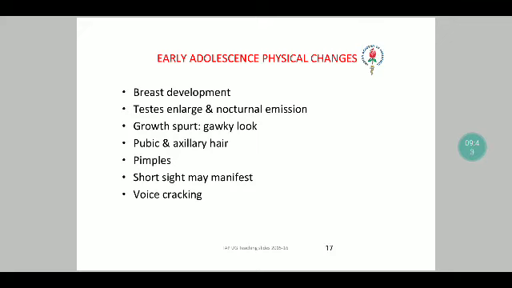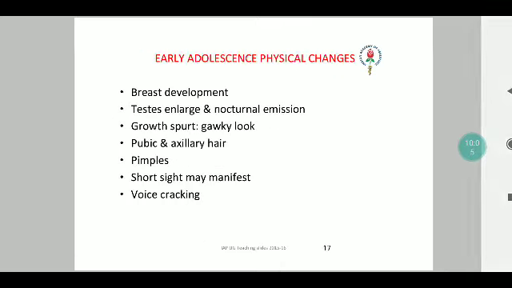In early adolescence, the physical changes include breast development in females, enlargement of the testis and nocturnal emission in males, growth spurt, and apart from that, there will be development of pubic hair and axillary hair as well, with an increase in pimples, and some will manifest with short sight and voice cracking seen in males.